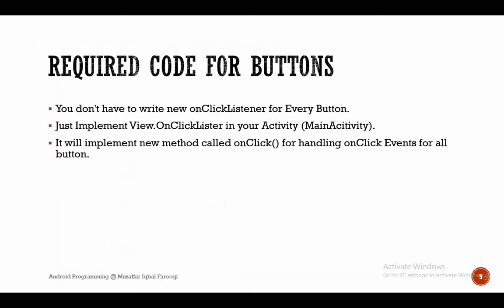The real difference starts here. You do not need to write set OnClickListener for every button. Instead, just implement View.OnClickListener interface in your main activity, and one onClick method for handling all the buttons from 0 to 9.